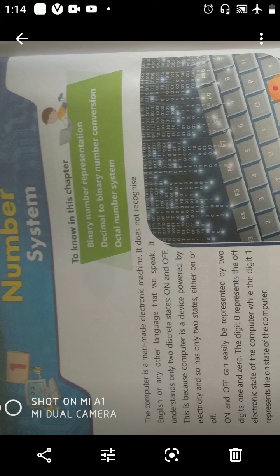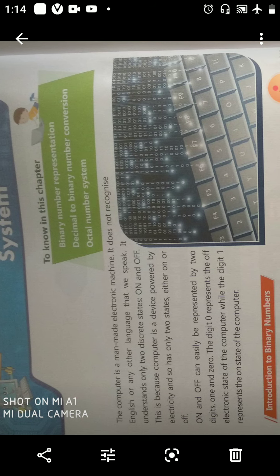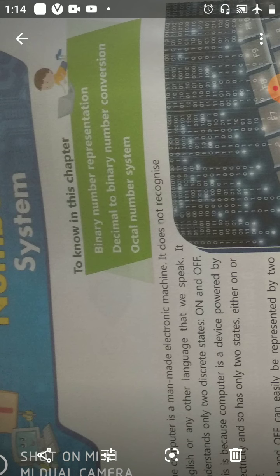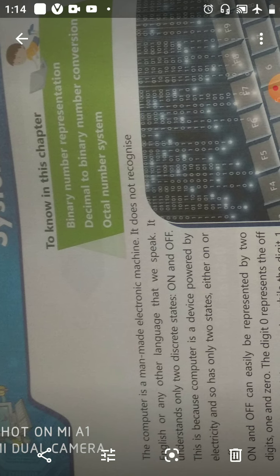Here we are going to study the various types of numbers that are used in the computer or in general. What are the highlighted points? Binary number representation, decimal to binary number conversion, and octal number systems. These are some highlighted points in this chapter.